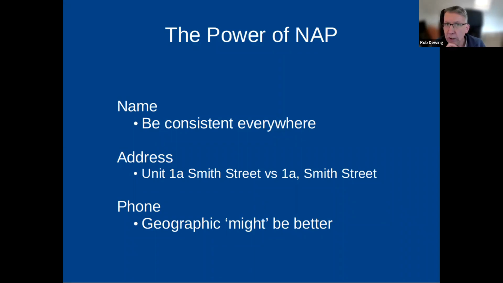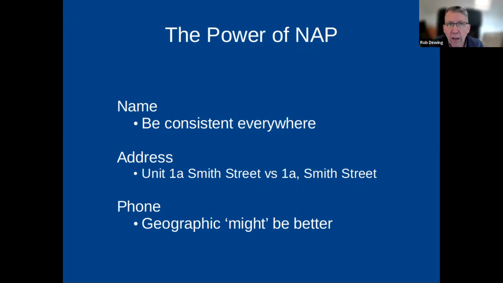Secondly, there's addresses, and quite subtle things can pick you up here, or trip you up here. So an address, Unit 1A Smith Street, might not be seen by Google as being the same thing as 1A Smith Street. So be consistent with how you express your address so that Google consistently sees that it's the same location coming up in different places.